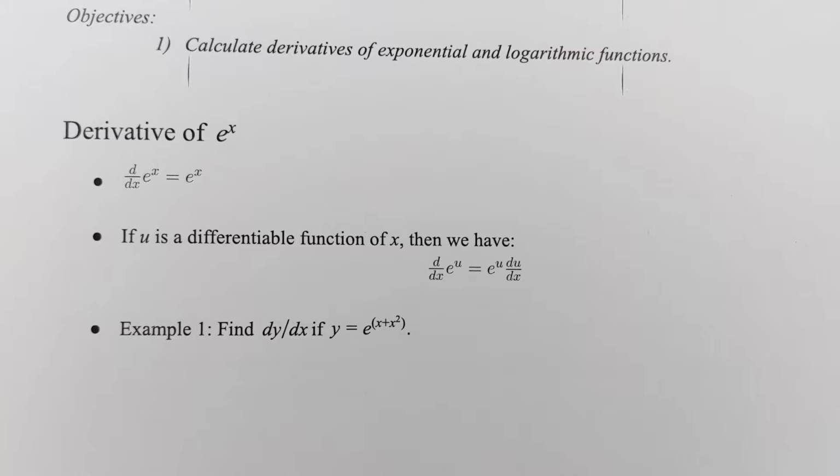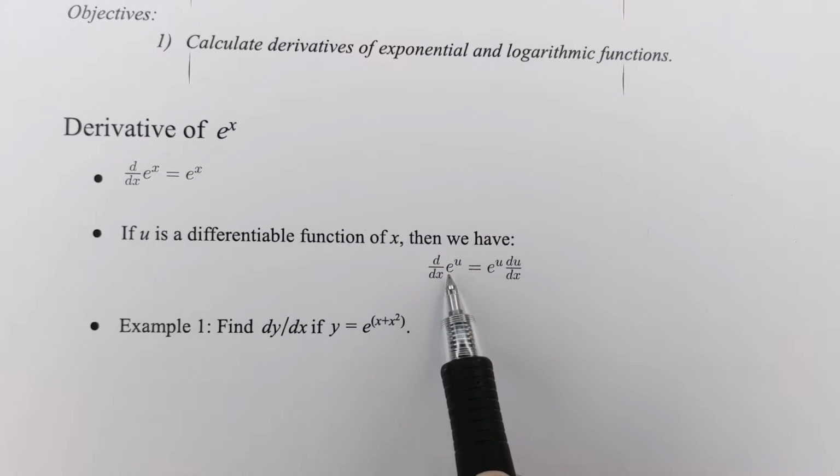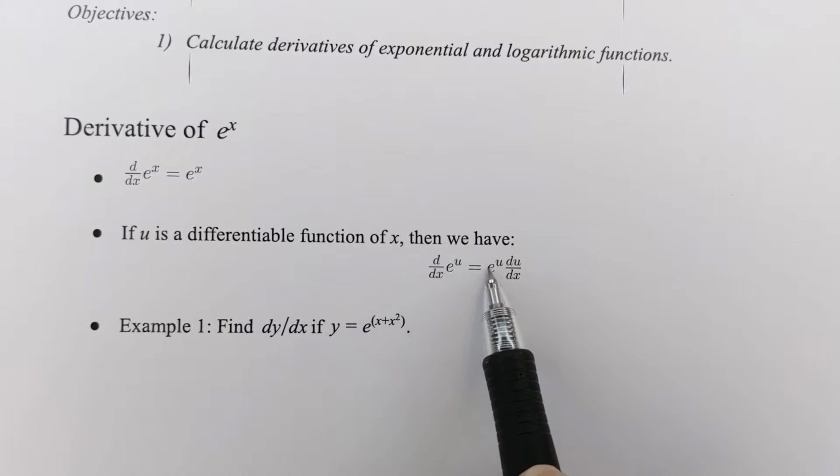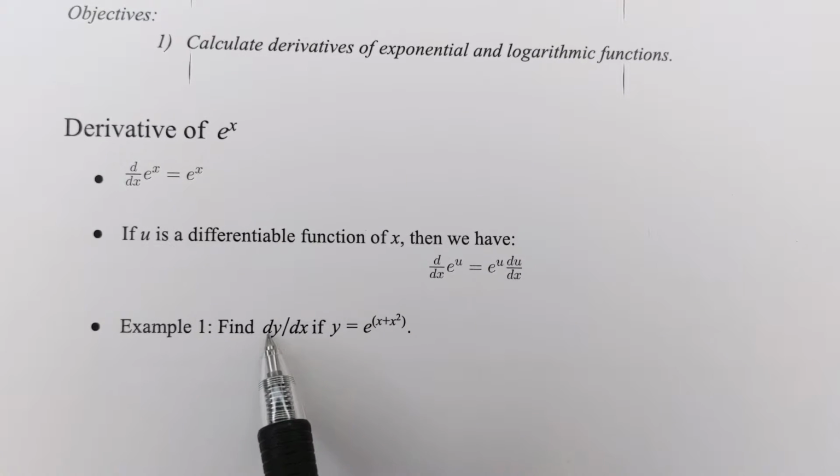Now the second bullet point there gives us the chain rule version of this, essentially, where we don't necessarily have just x in the exponent. So the derivative of e to any power is equal to e to that power times the derivative of that power. So for example 1, find dy dx if y is equal to this.